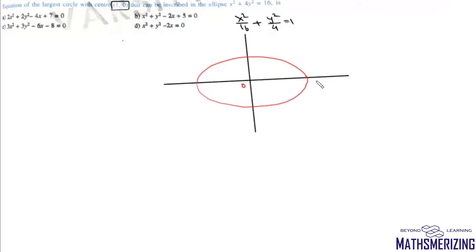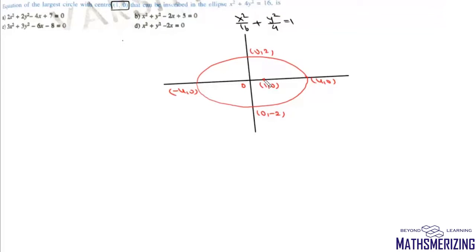Its center is at the origin and its vertices are (4, 0), (-4, 0), (0, 2) and (0, -2). Then it says we need to find the equation of the largest circle with center at (1, 0). So the center of the circle is at (1, 0), and it is inscribed in this ellipse.